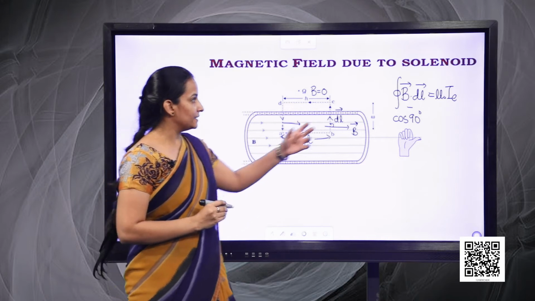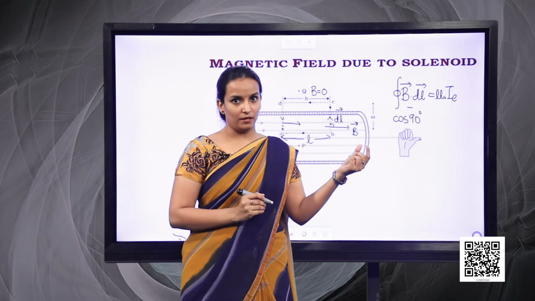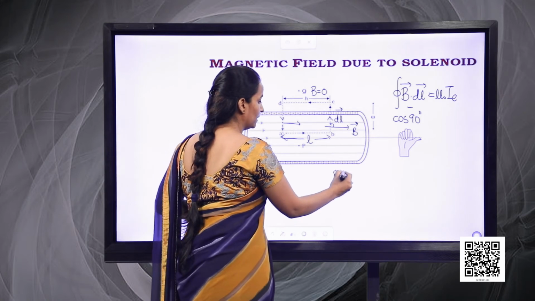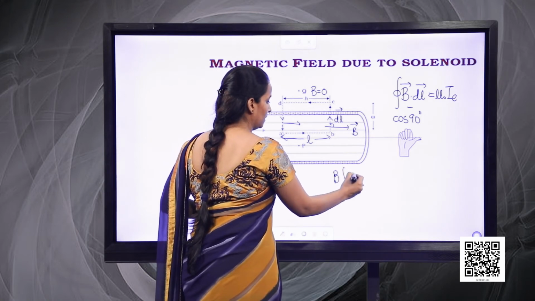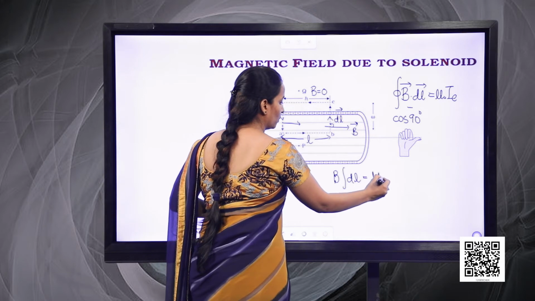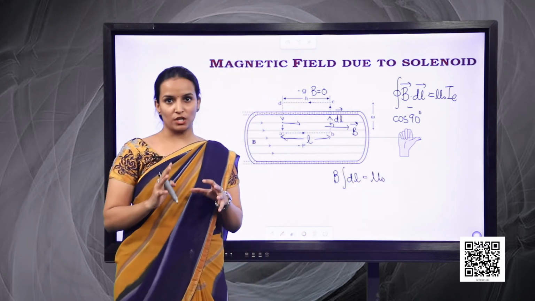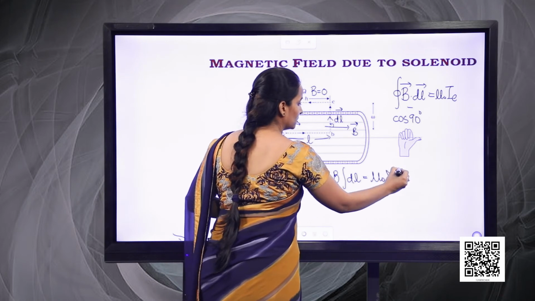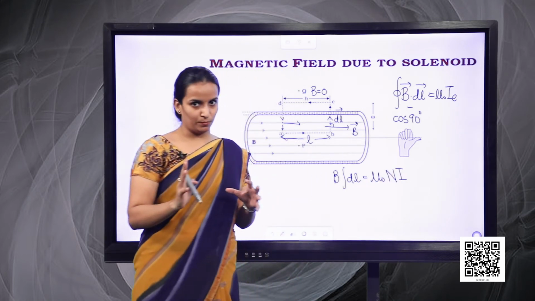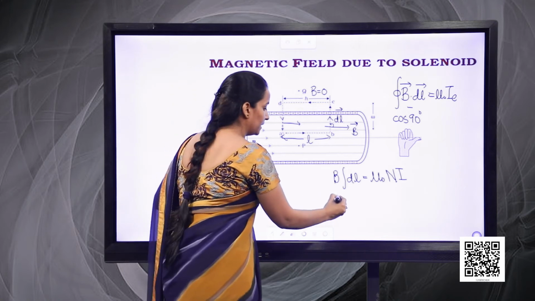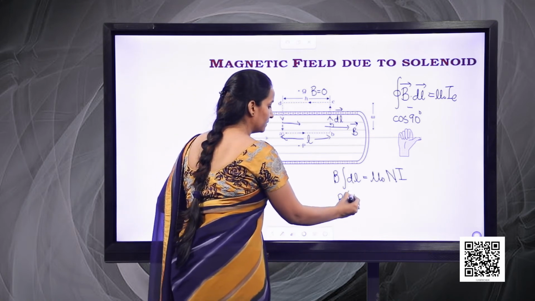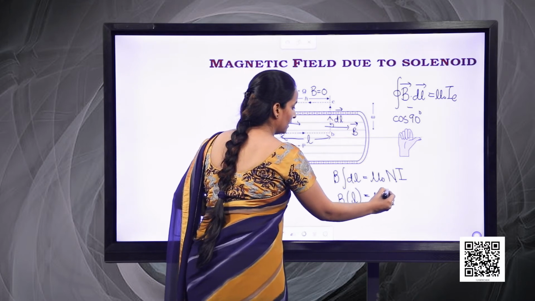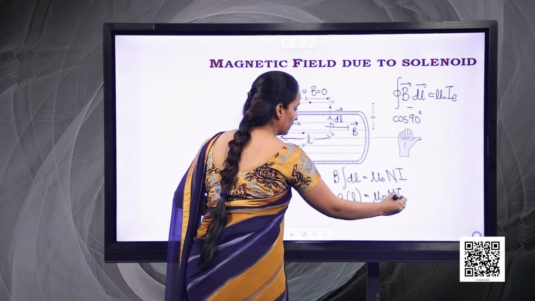It means the integration of dl will be L, and I can write it as B taking outside, this is dl, equals mu naught. Now, the total charge enclosed will be given by n times the charge carrying in each loop. Next is B, integration of dl will be given as L, equals mu naught N i.